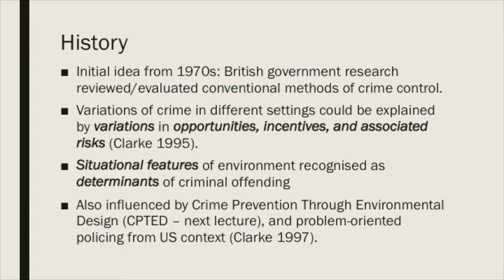Now, the history of this situational crime prevention approach comes from the 1970s, when the British government reviewed and evaluated conventional methods of crime control. And it established that variations of crime in different settings could actually be explained by variations in the opportunities, incentives, and risks associated with that crime. And they took the view that situational features of the environment functioned as determinants for criminal offending. Now, situational crime prevention also draws inspiration from crime prevention through environmental design, CPTED, which we'll look at in a bit more detail next lecture, and problem-oriented policing from the US context.